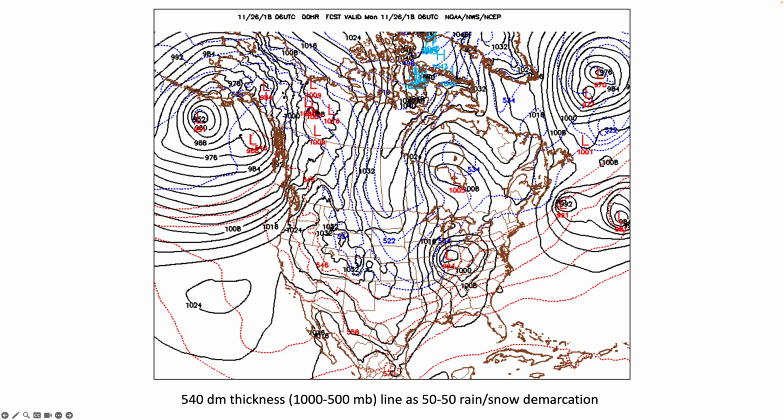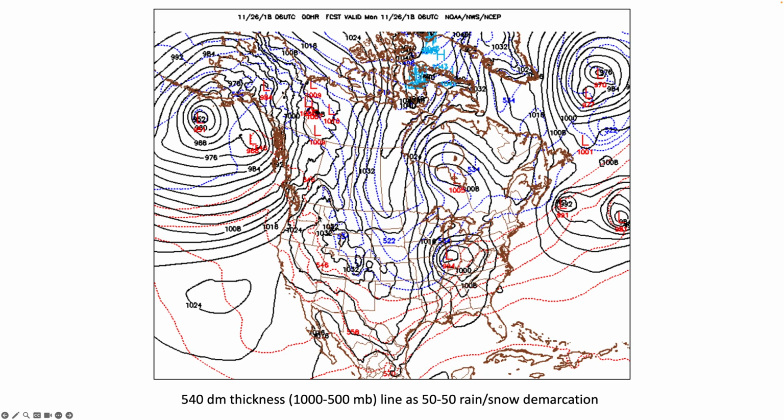I've actually seen it in the southeast for thicknesses sometimes as high as 552 decimeters, indicating a much warmer column. So what you see in this case is that even though the temperature near the surface is still close to 0 degrees Celsius, temperatures don't decrease as rapidly with height in these situations. Okay, so that's all I want to say right now about the 1,000 to 500 millibar thickness and 540 decimeters.